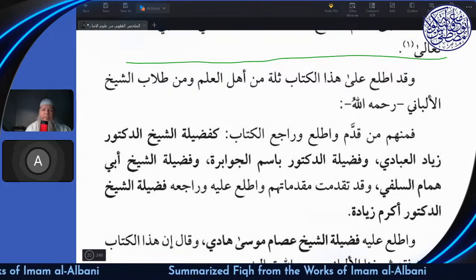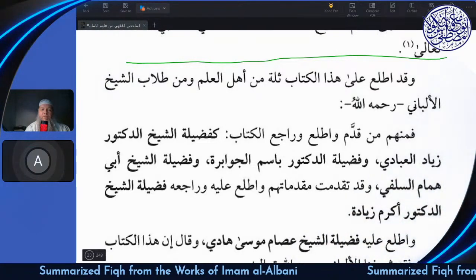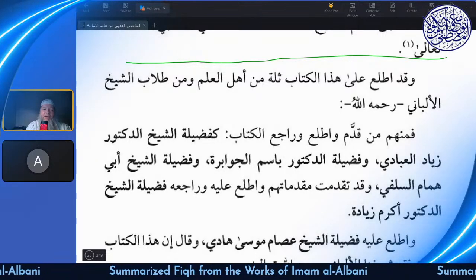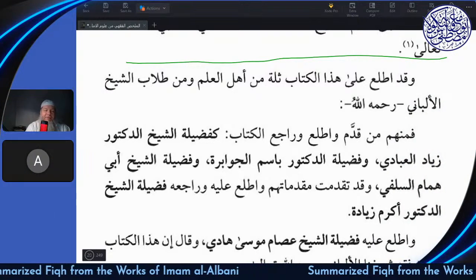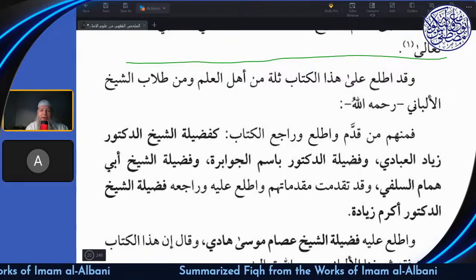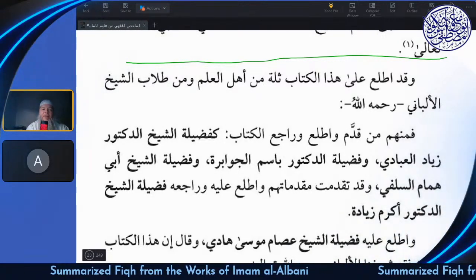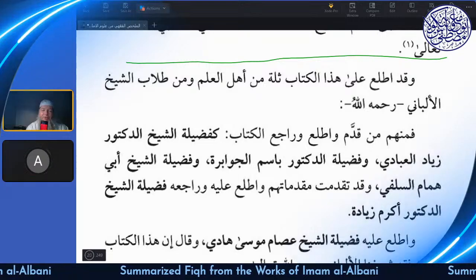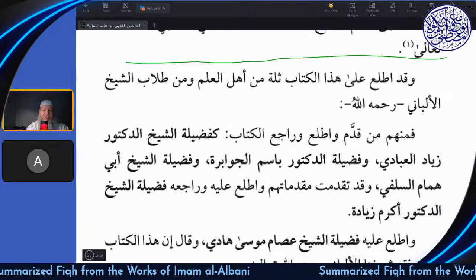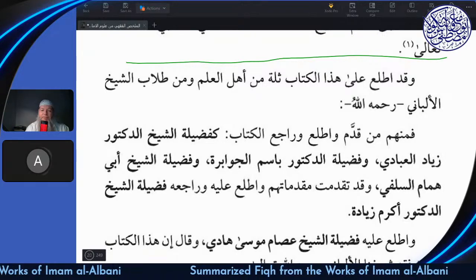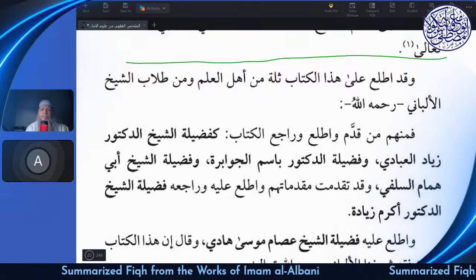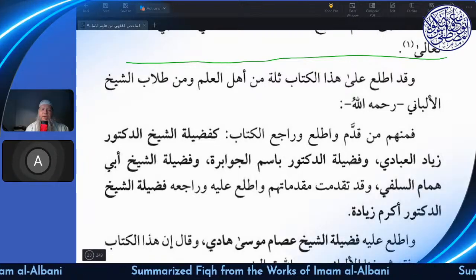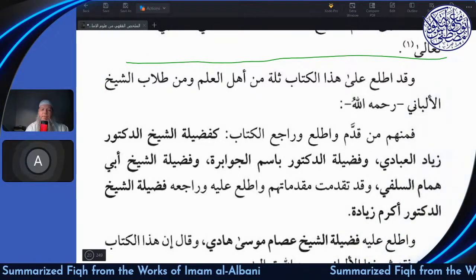وقد تقدمت مقدماتهم واطلع عليه وراجعه فضيلة الشيخ الدكتور أكرم زيادة. If we go from the context, تقدمت could be read as an introduction, or something like this. But when we read تقدمت مقدماتهم, their introductions have preceded. تقدمت is possible, especially without the vowels. But once we look at it, no, تقدمت مقدماتهم, so the introductions have preceded, and they reviewed and looked into this was for the virtuous Sheikh Dr. Akram Ziyada. نعم.